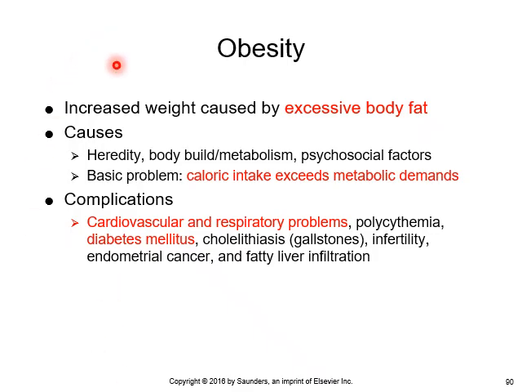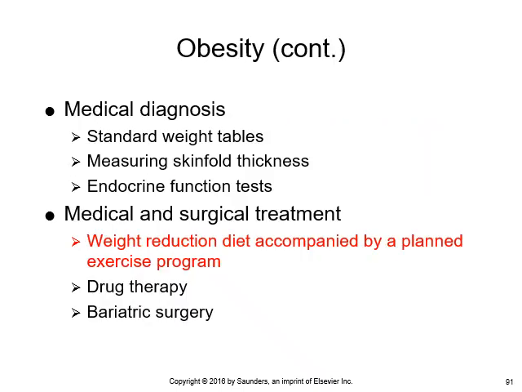Some of the conditions: obesity. This is increased weight caused by excessive body fat, and the causes are hereditary, problems with metabolism, or psychosocial factors. Complications would be cardiovascular problems. For medical diagnosis, we're going to check the weight, standard weight tables, measure skin fold thickness, and then check endocrine function tests. To correct, we would do a weight reduction diet accompanied by a planned exercise program.